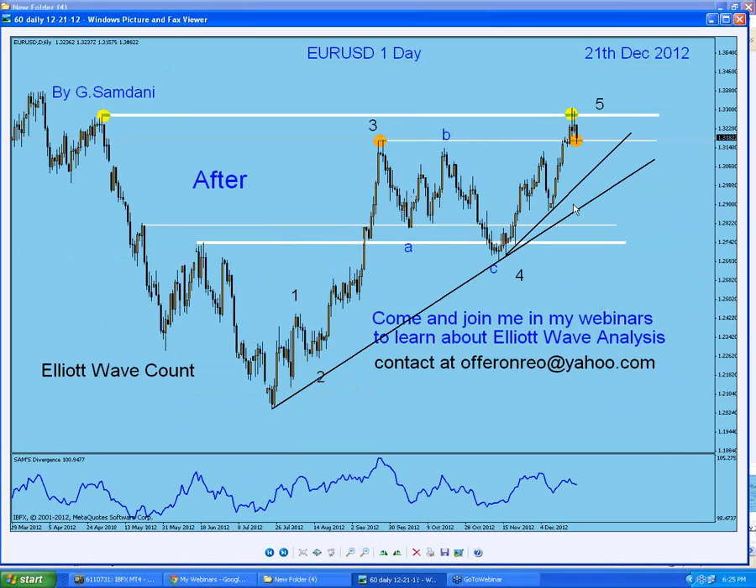This is the chart that I sent out again for a short entry on Friday, and we are dropping after posting this tweezer top at the resistance area.